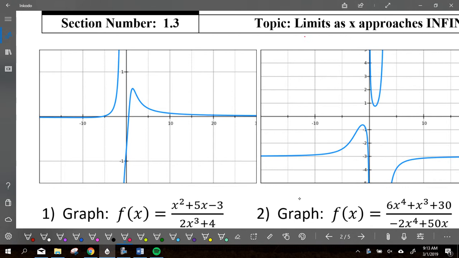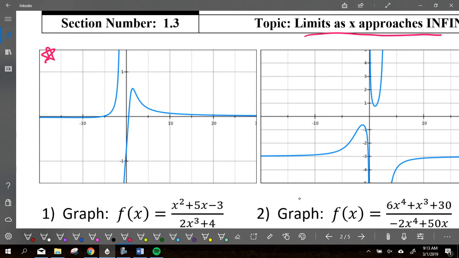Limits as x approaches infinity is the exact same thing as saying what is the horizontal asymptote. All right? The horizontal asymptote and limits as x approaches infinity mean the exact same thing. Looking at this graph right here, show me with your fingers, where do you think the horizontal asymptote is for that graph? The horizontal asymptote is at 0.